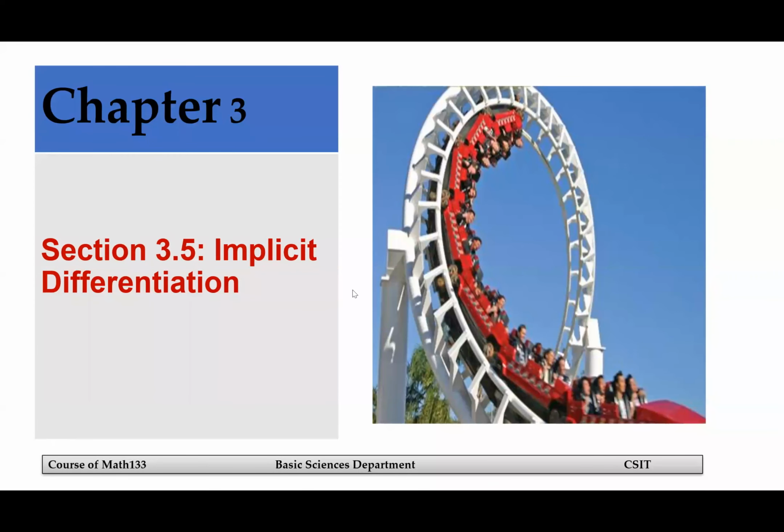Hello, this is section 3.5, which is about implicit differentiation. Before I start, I will explain the difference between explicit differentiation and implicit differentiation.